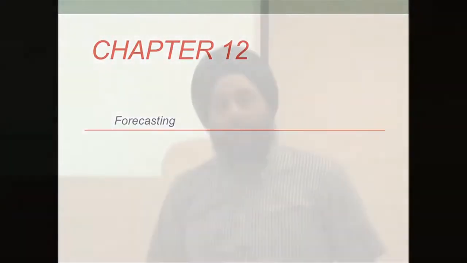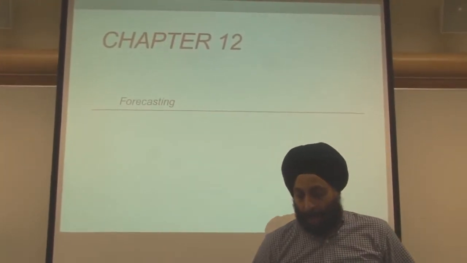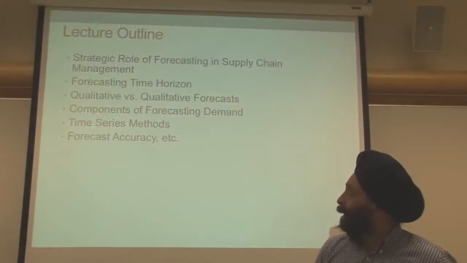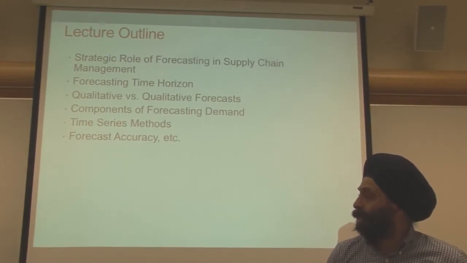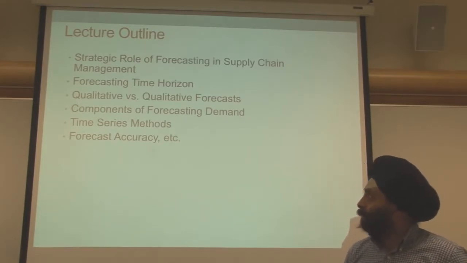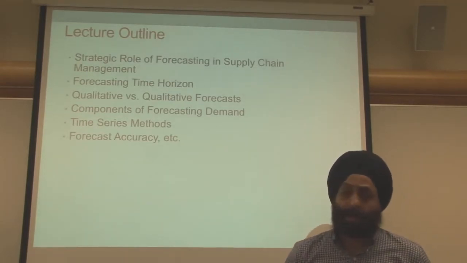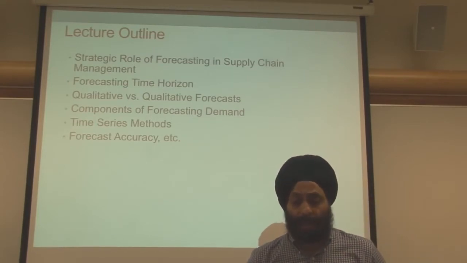Welcome back, and today we'll be covering chapters on forecasting, chapter 12, as part of our discussion on operations management. And in this lecture, we will look at the strategic role of forecasting in supply chain and operations management, and look at the forecasting time horizon, then look into qualitative versus quantitative forecasts. Then in terms of the actual forecasting of demand, look at the components of that, and specifically focus on the time series methods, and then finally address the issue of forecast accuracy.